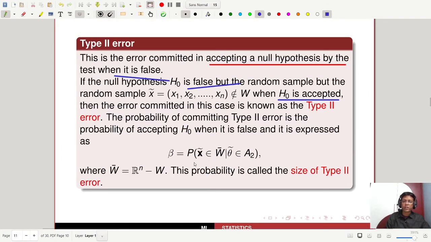In this case, the probability of committing type 2 error, that is, accepting H naught when it is false, is expressed as beta. Beta equals the probability that x belongs to W bar, the complement of W, such that theta belongs to A2, where W bar is nothing but Rn minus W. Beta is called the size of type 2 error. So this is very important in testing of hypothesis: there are two types of error.